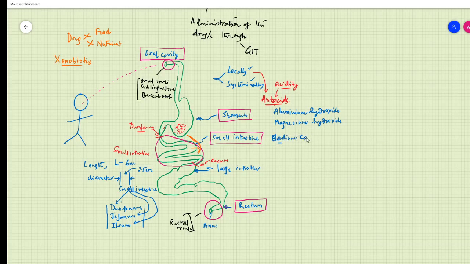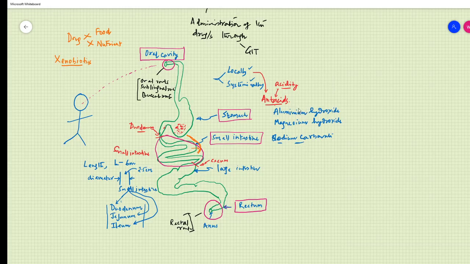Sodium carbonate. Okay, so this can rapidly change the pH. So if the pH suddenly goes into an alkaline pH, the body will start to produce more acidity. So it might not solve the problem, it may worsen the problem. Therefore, this is not a drug of choice.